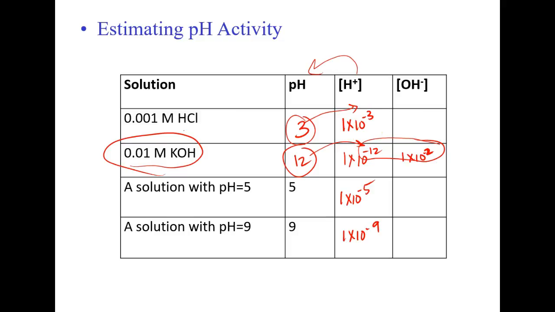And so if your H plus is 1 times 10 to the negative 3, your OH minus will be 10 to the negative 11. If your H plus is 1 times 10 to the negative 5, then your OH minus would be 1 times 10 to the negative 9th. And so this is a table, and we will practice these as we get closer to the exam. But this is a table you should certainly expect to see and be able to complete without a calculator.